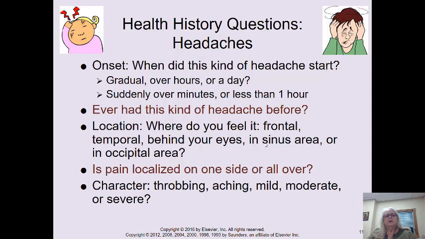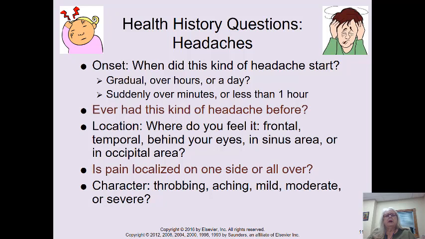Here are the health and history questions. It is very important when you're asking about a headache or anything else that's going on with the head, face, and neck that you try to get information as specifically as possible so that the prescriber can really do a good job of helping that patient.